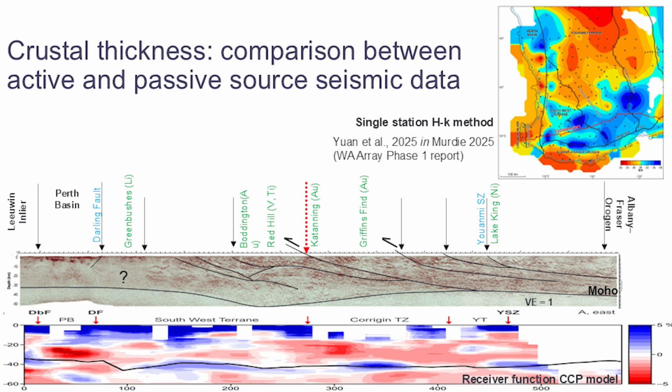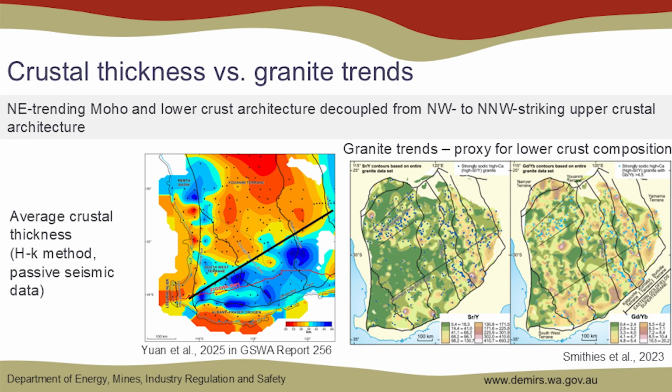Again, just to reiterate how important these data sets are, and Klaus has already made this comparison, if we look at the crustal thickness versus the granite trends from Hughes' geology paper, what this really indicates as well is that there is a clear northeast trending architecture for the base of the crust and the moho, which is decoupled from the north-northwest tracking upper crustal architecture that we know of for the rest of the Yilgarn.